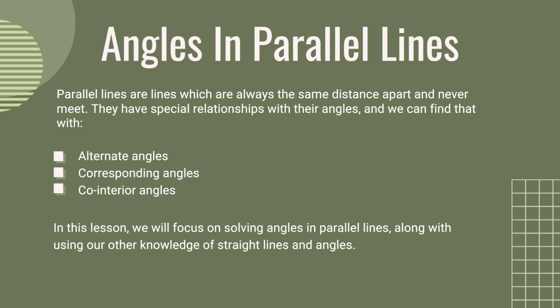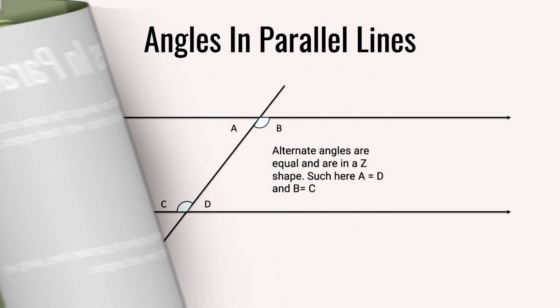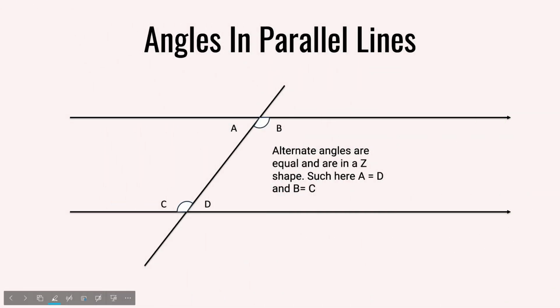Parallel lines are lines which are always the same distance apart and never meet. They have special relationships with their angles, and we can find that with alternate angles, corresponding angles, and co-interior angles. In this lesson, we will focus on solving angles in parallel lines, along with using our other knowledge of straight lines and angles. The first angles we're going through today are alternate angles.